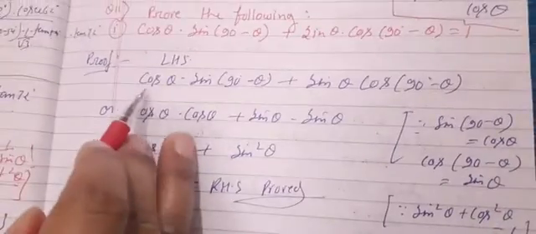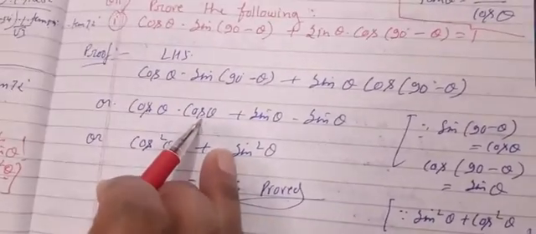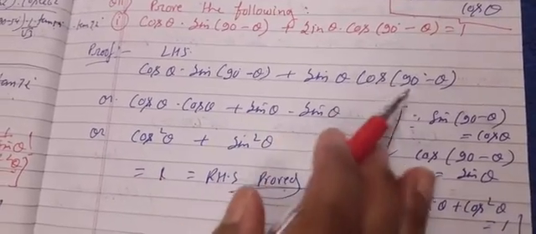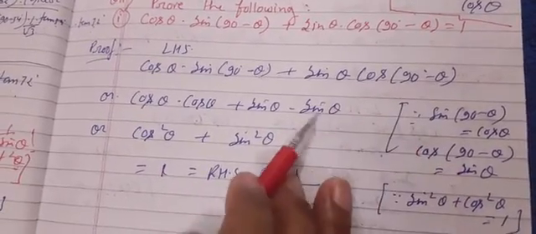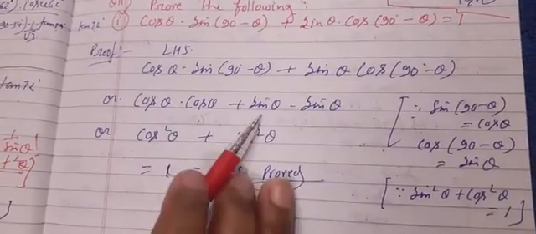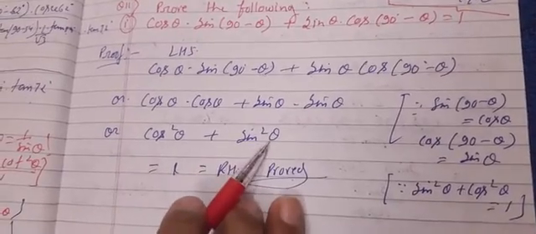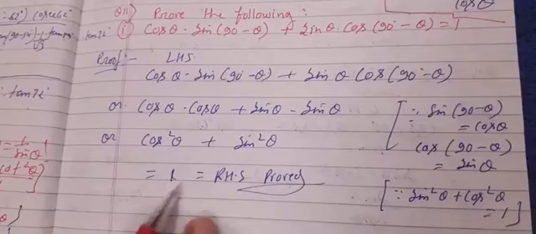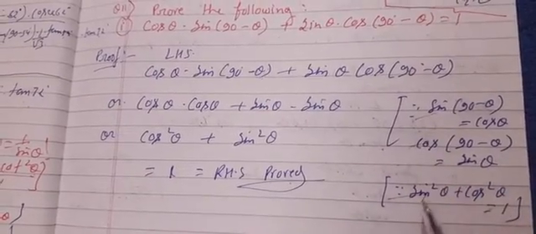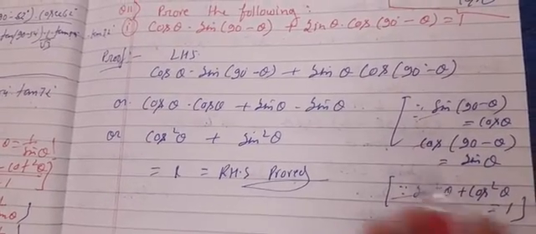Now we can see that here is cos theta, and sin(90 minus theta) means cos theta. So I have written cos theta plus sin theta as it is copied, and then cos(90 degree minus theta) is sin theta. So instead of writing cos theta into cos theta, I have written cos square theta, and sin theta into sin theta is sin square theta. So cos square theta plus sin square theta, we know this formula, is equal to 1, which is equal to RHS. It is proved, and whatever entities we have used, we have shown here. Okay, and thus your answer is solved.